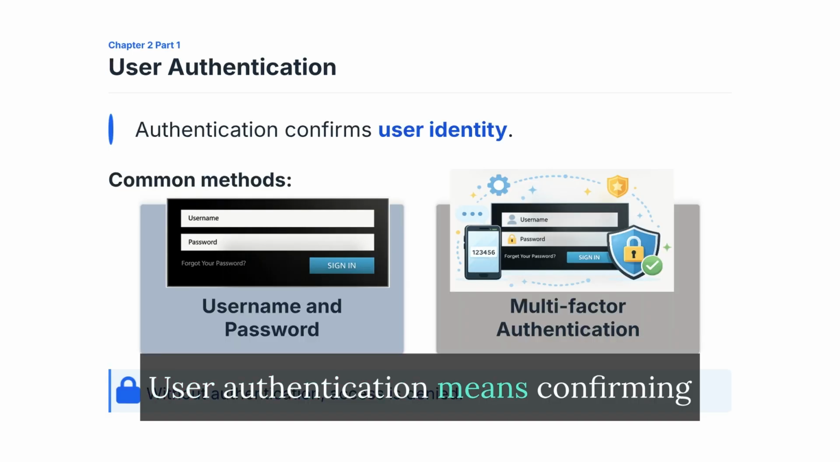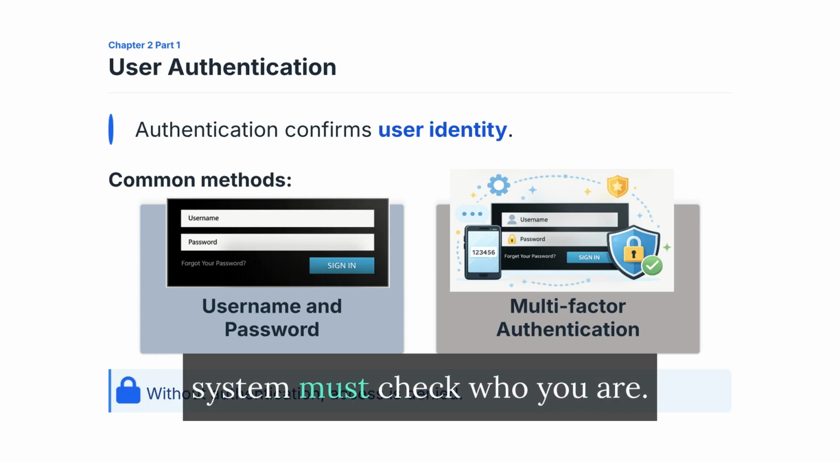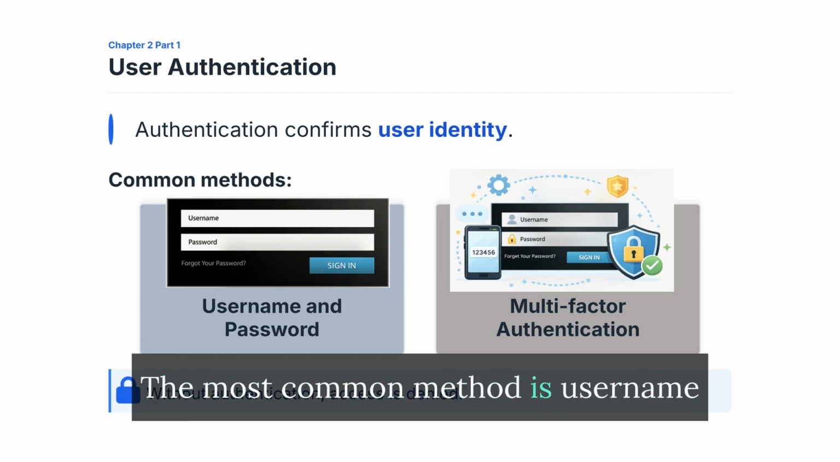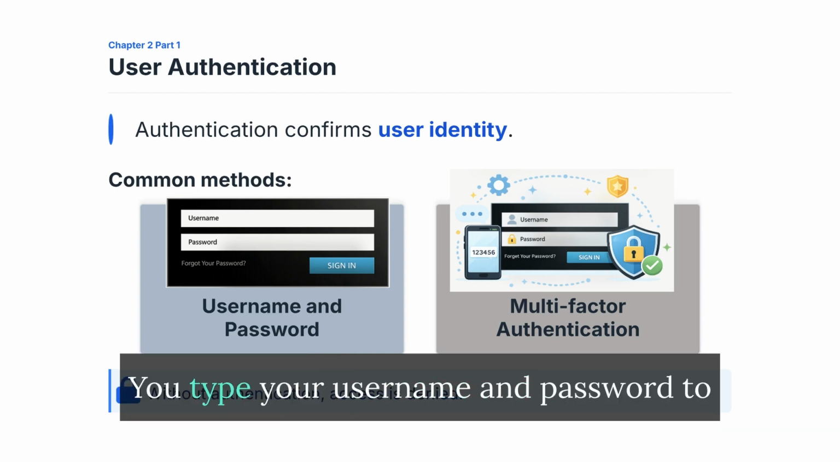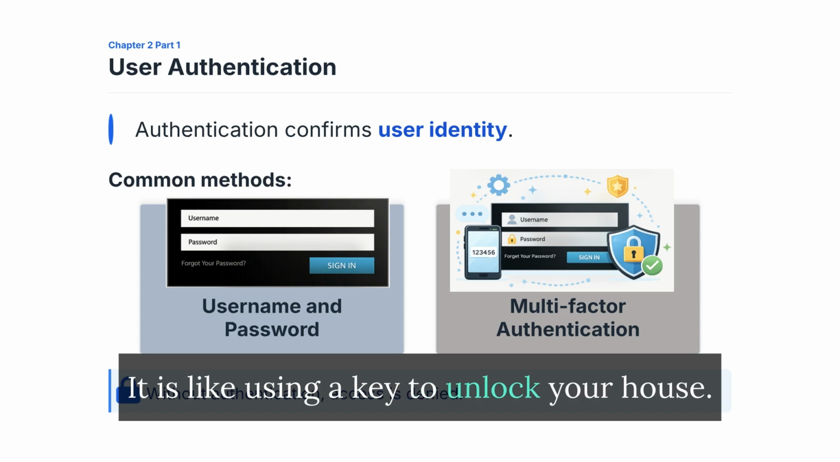User authentication means confirming user identity. Before you enter a cloud system, the system must check who you are. The most common method is username and password. You type your username and password to prove your identity. It is like using a key to unlock your house.